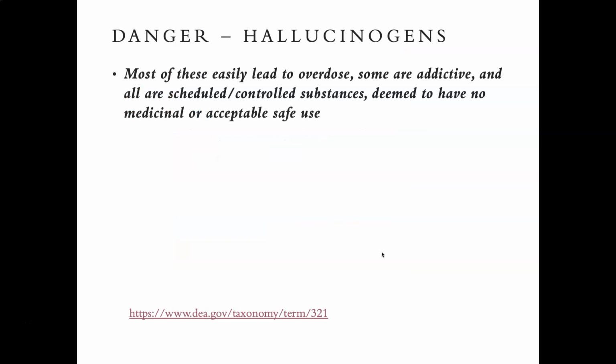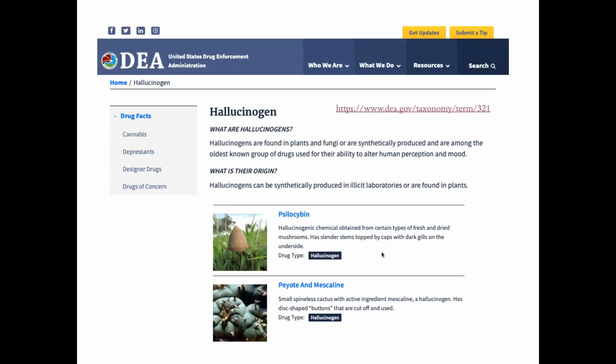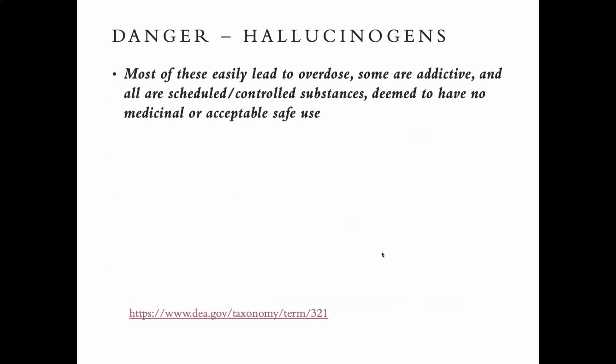So let's talk about these hallucinogens. Most of these easily lead to overdose and some are addictive. They are all scheduled controlled substances deemed to have no medicinal or acceptable safe use, and that's why they're on the DEA's list. So going back to all of these, they all cause hallucinations, shall we say, or alterations in perception and mood. They can cause overdose, and easily lead to overdose because when your senses are altered, you're not really aware. And so it's very easy to overdose. Some of these are also very addictive. So that's why they're all here.